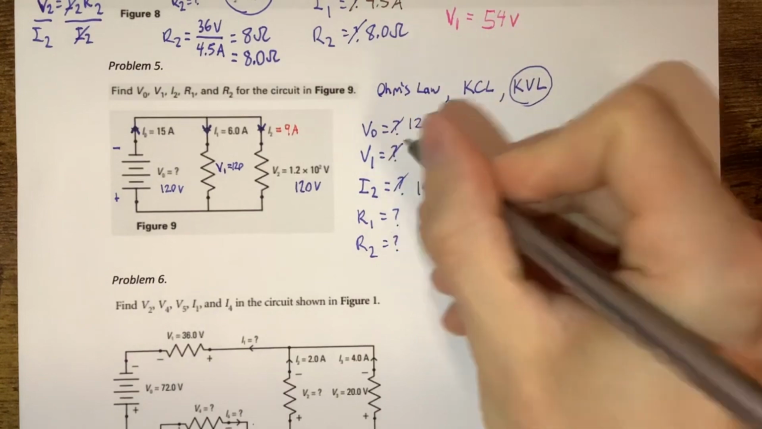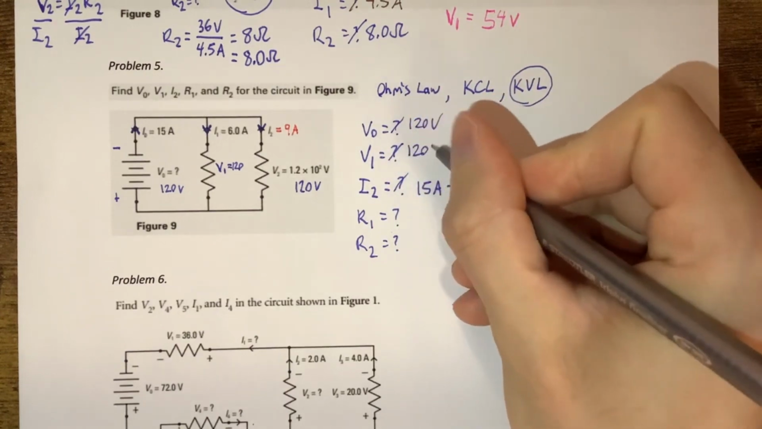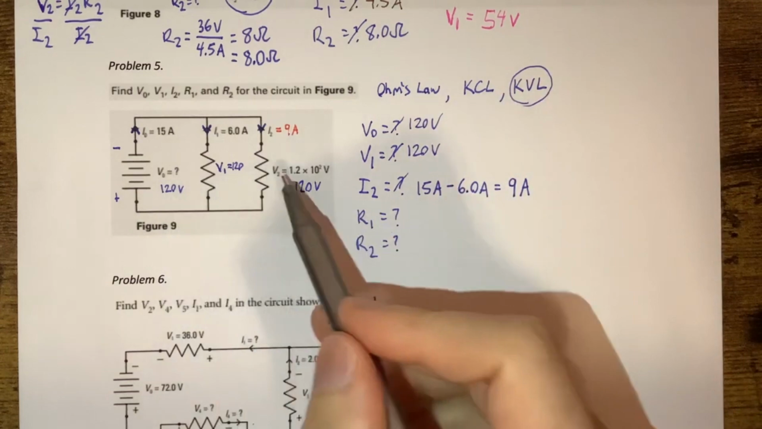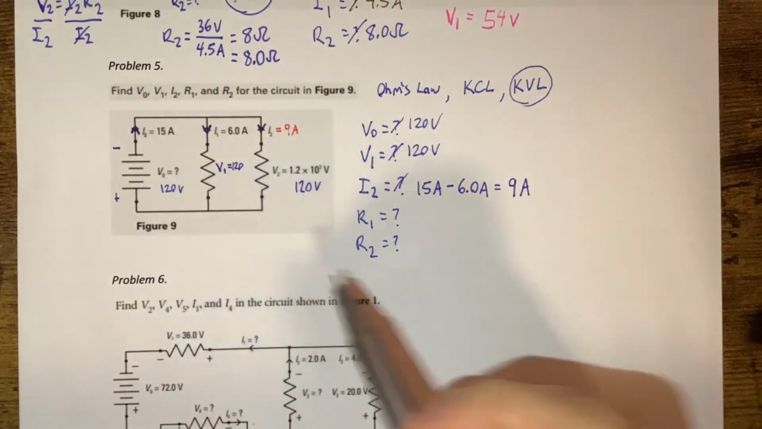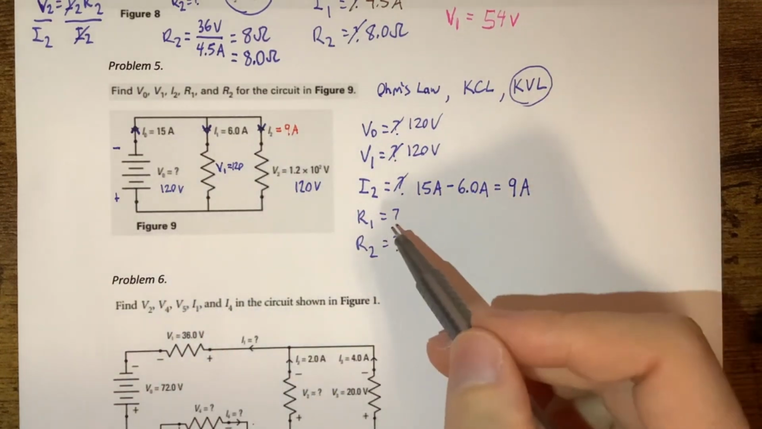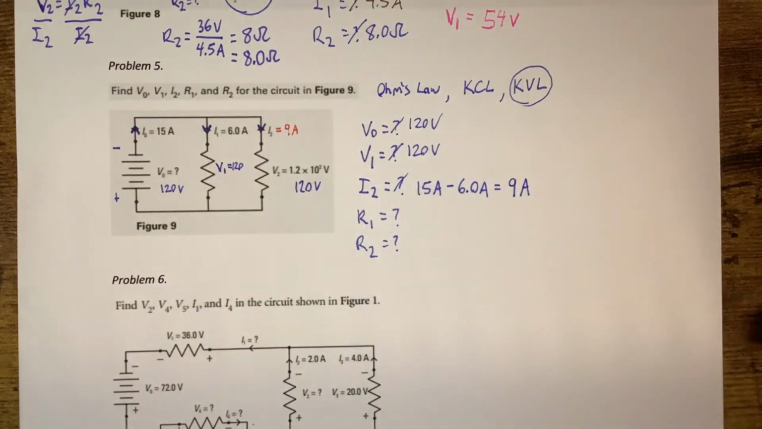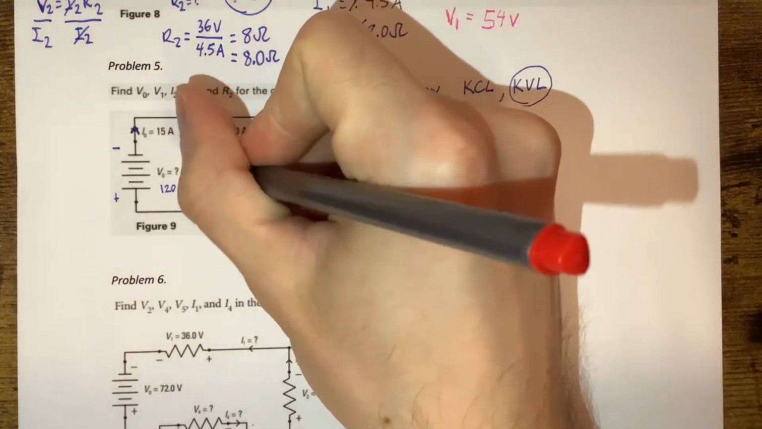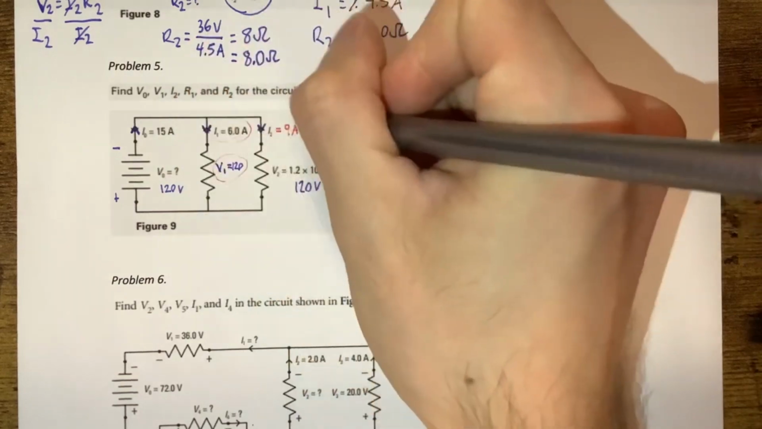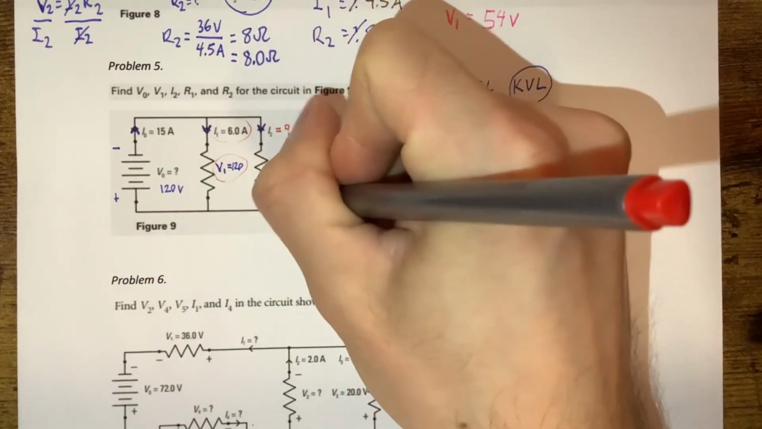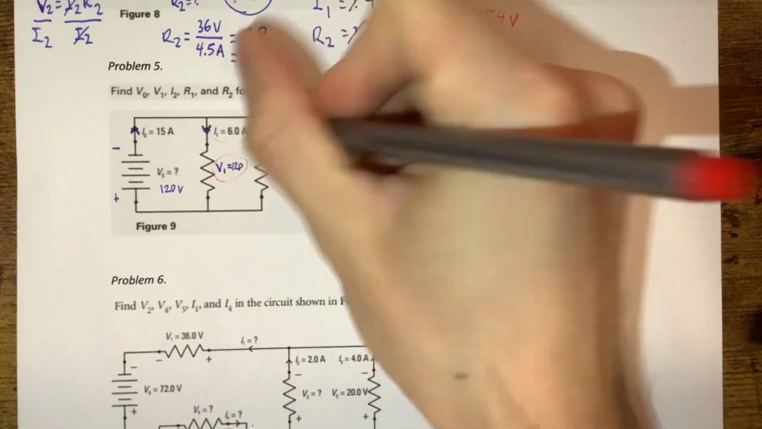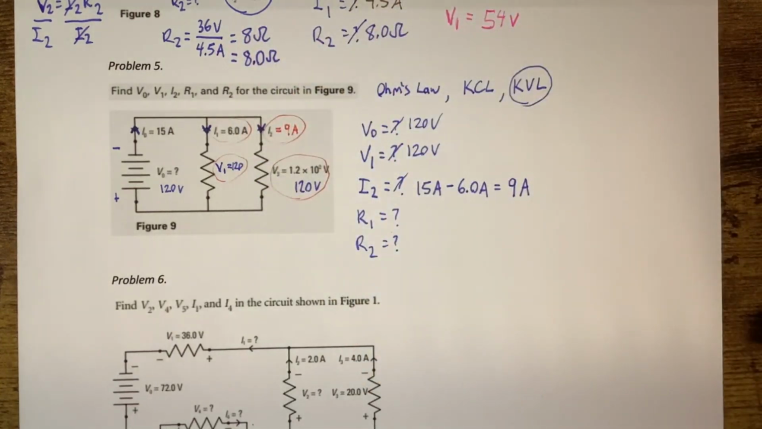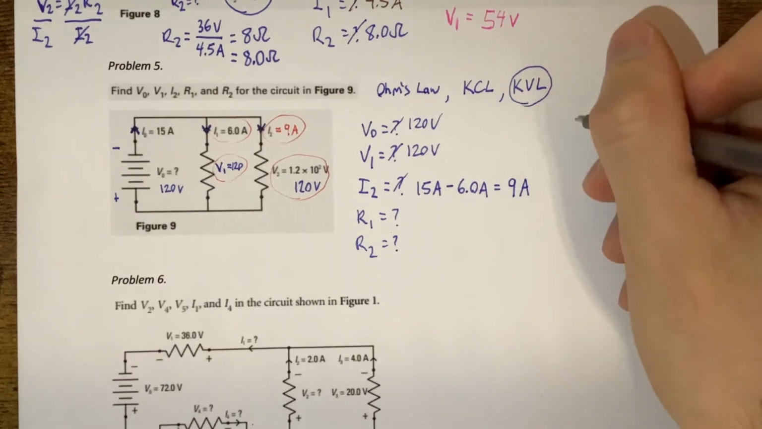We know what V1 is. It's going to be 120, because we have these resistors in parallel with the battery. Now we're going to do R1 and R2. Again, like I mentioned before, we want to spam Ohm's law because we have our V1, our I1, our V2, and our I2. So why don't we use our Ohm's law? Super helpful.